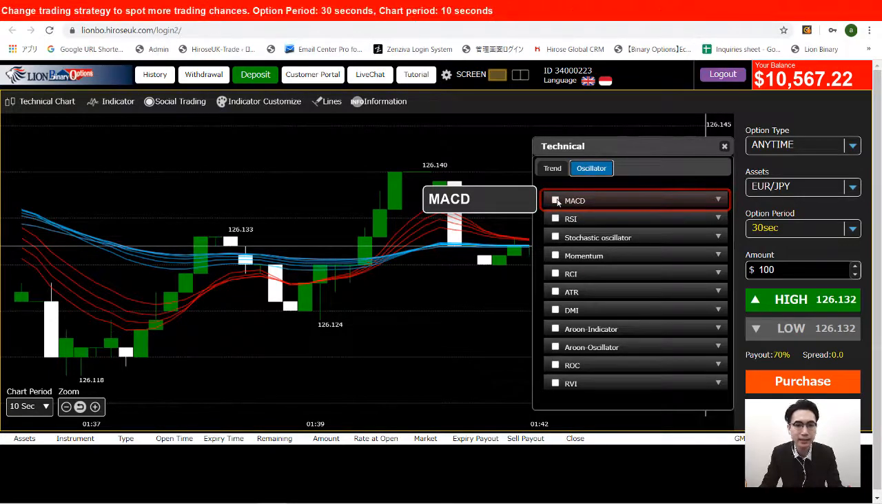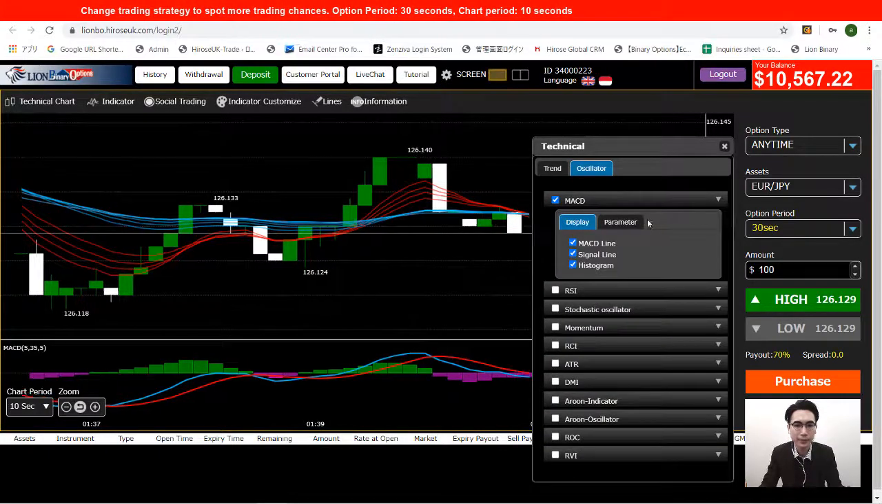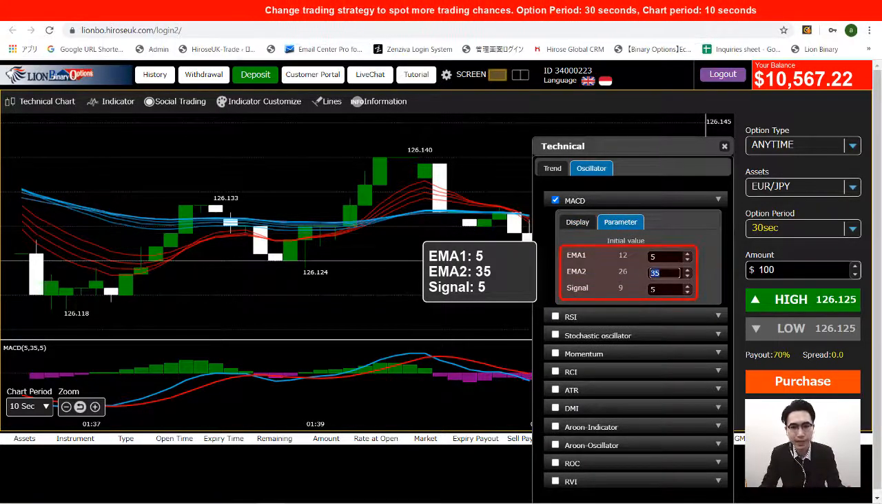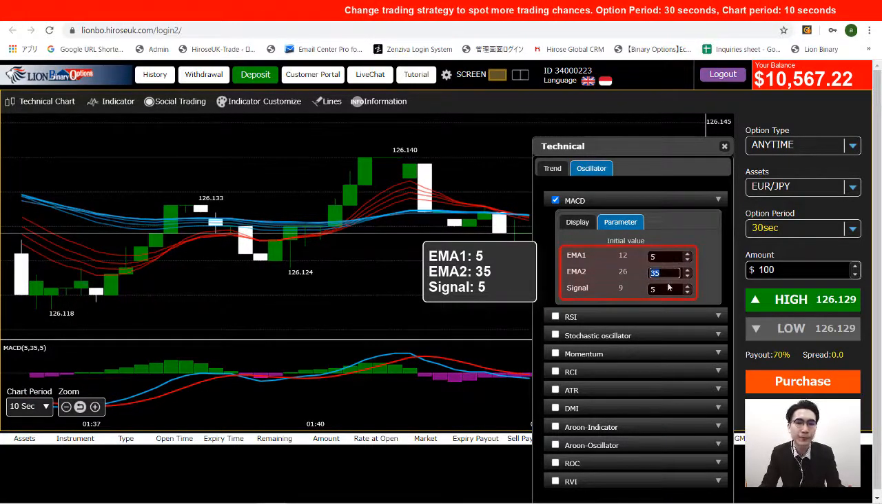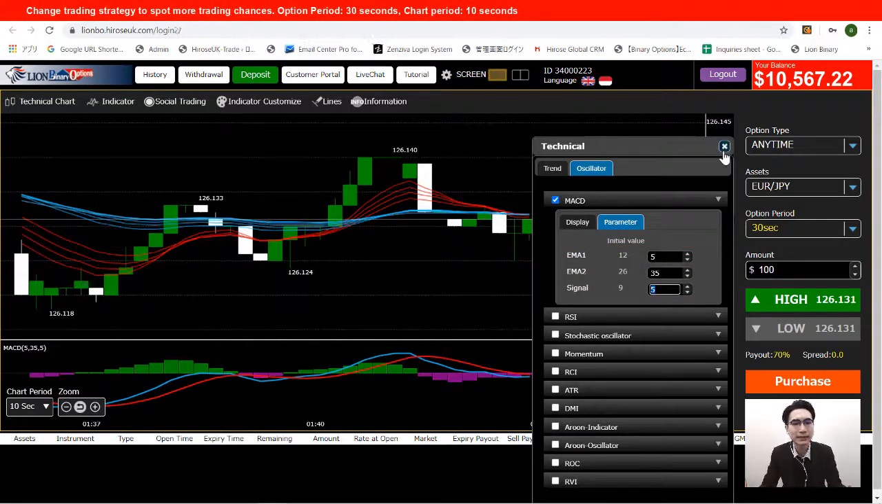This is the second indicator that we're gonna use. Now open the drop down and go to parameter. For parameter we are using 5, 35, and 5. So EMA1 is 5, EMA2 is 35, signal is 5. Now the indicators are all set.